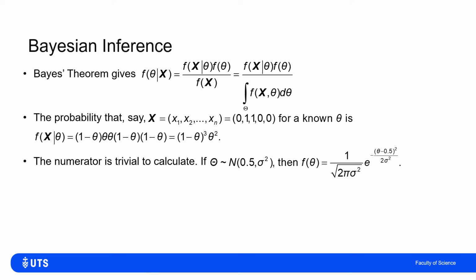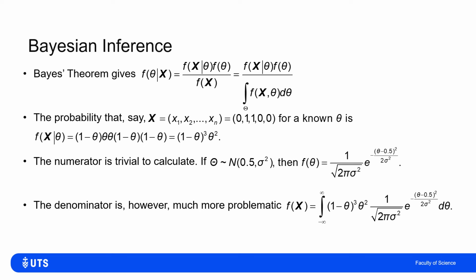So the numerator should be easy to work out because I can write down the density function of a normal centered on a half with variance sigma squared. But when I write down the prior times the likelihood, that's just multiplying 1 minus theta cubed times theta squared times this normal density. But integrating that out for the denominator, it's not impossible in this case, but it's messy. It's not nice.